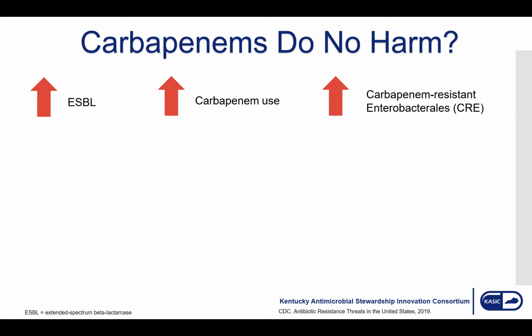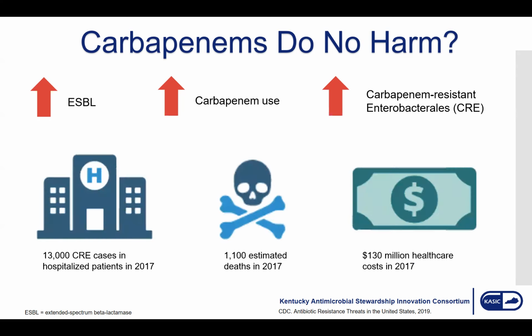You may have asked how big of a problem that is. In fact, in 2017, we had 13,000 cases of carbapenem-resistant organisms in hospitalization, and that led to 1,100 deaths within the same year and cost the healthcare system about $130 million. That is a lot of money that we have to spend taking care of these patients.